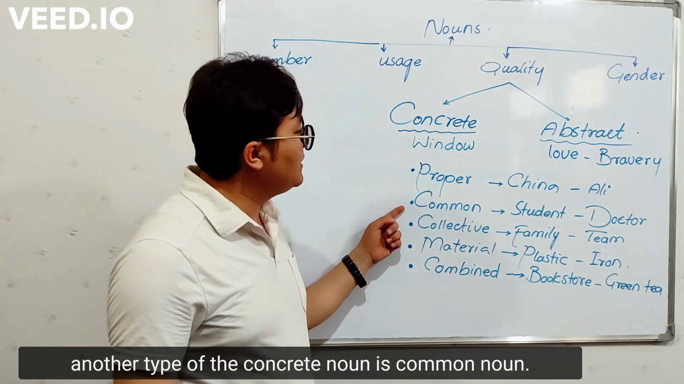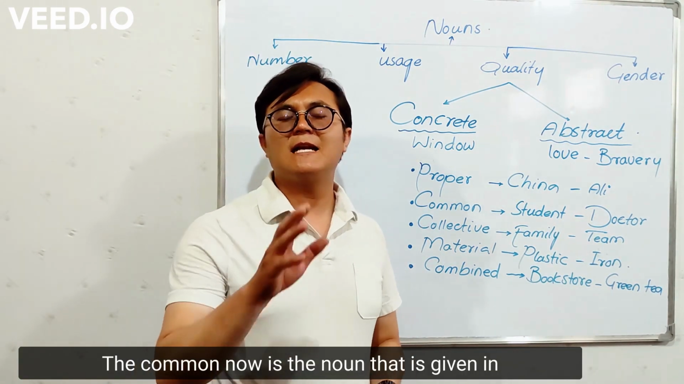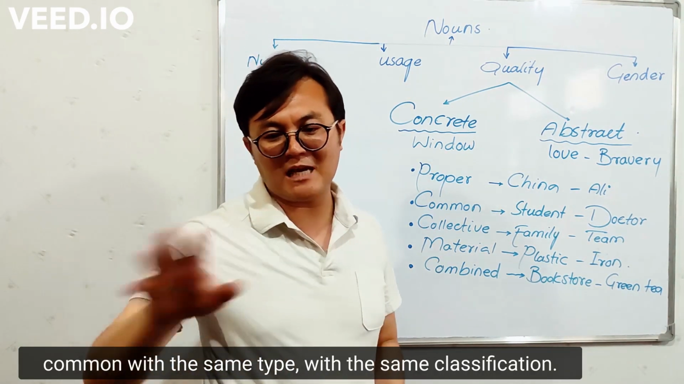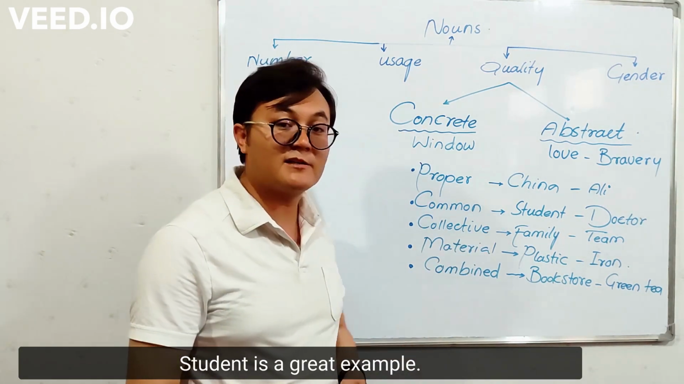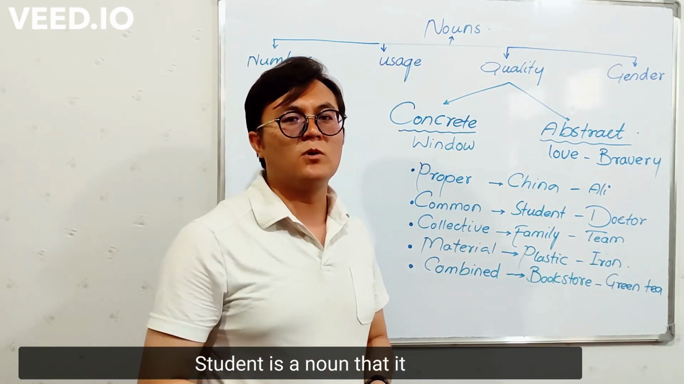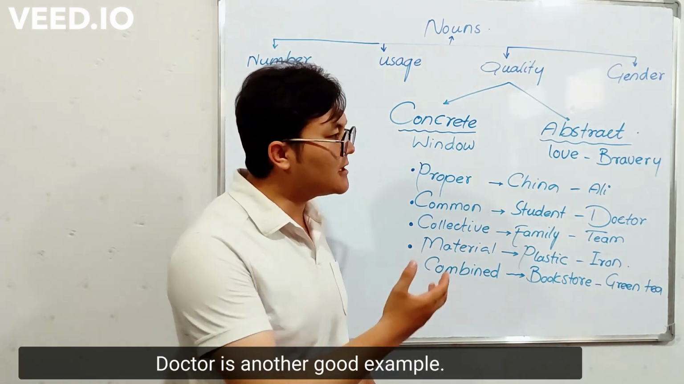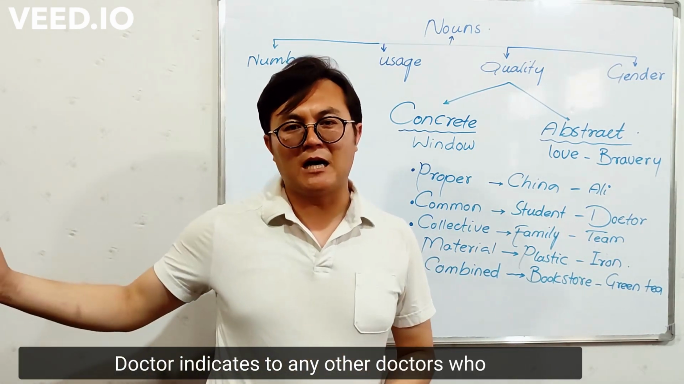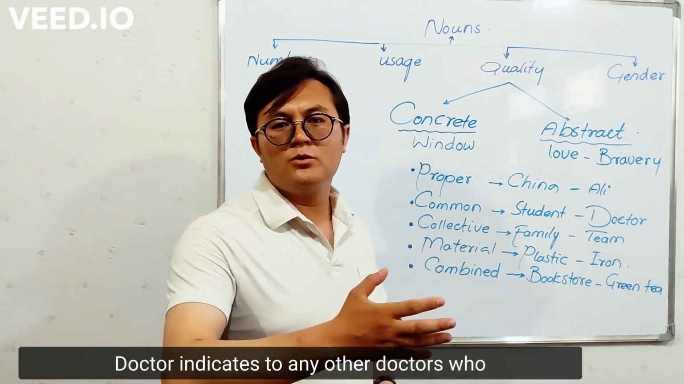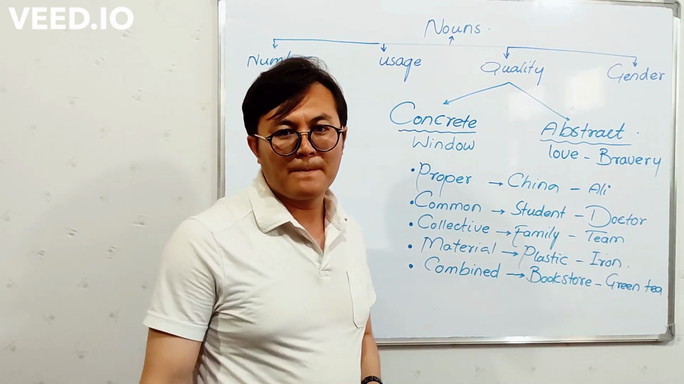The other type of concrete noun is the common noun. The common noun is the noun that is given in common to things of the same classification. Student is a great example. Student is a noun that indicates everyone who studies. Doctor is another good example. Doctor indicates any doctor who has studied medical science and medical treatment.